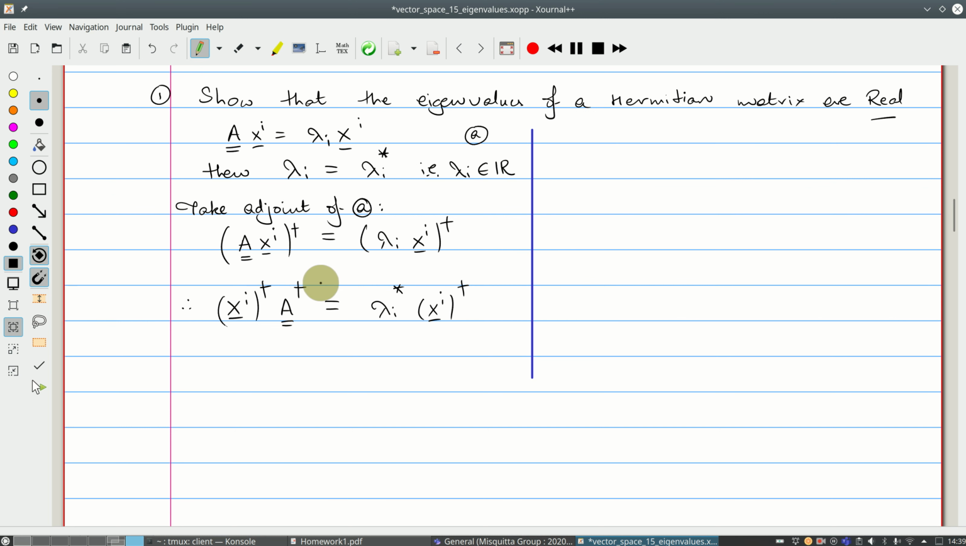Okay. Now what you can do is take the inner product, multiply this equation on the right hand side, so from the right hand side with xi.